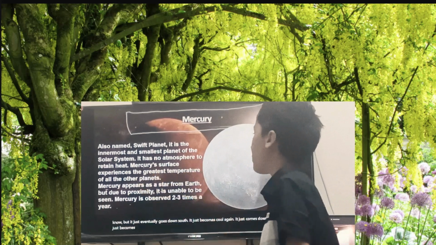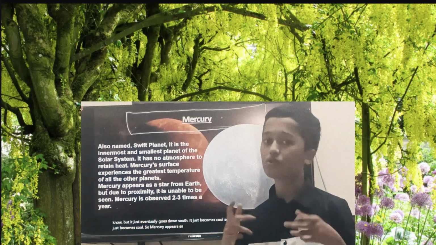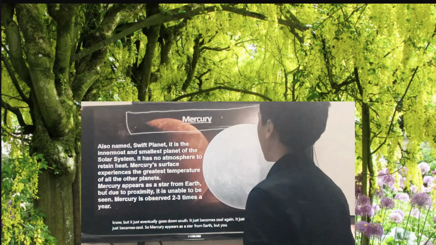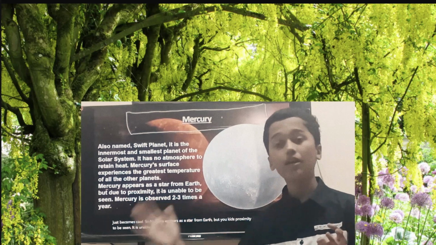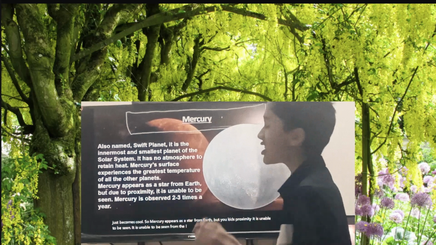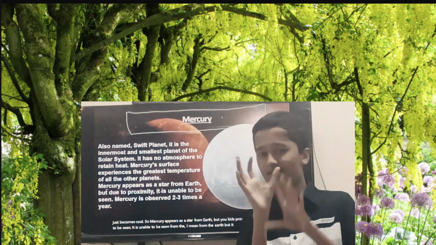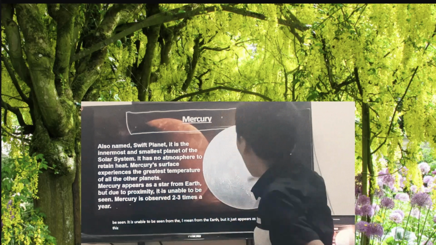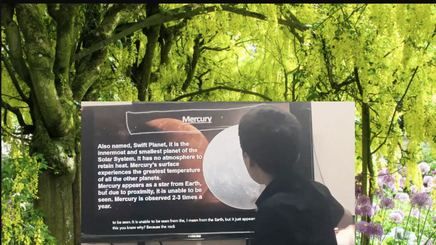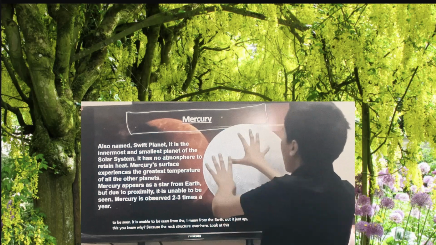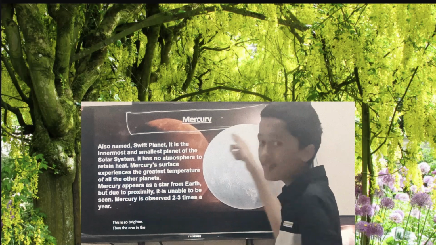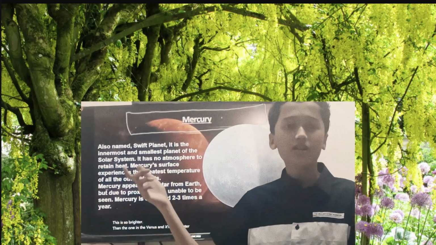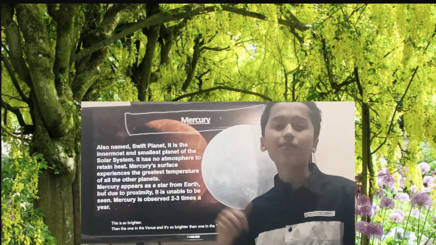So Mercury appears as a star from Earth, but due to its proximity, it is unable to be seen from the Earth. It just appears as a star. You know why? Because of the rock structure over here, look at this line. What do you see? This is so much brighter than the one in Venus, and so much brighter than one of the stars, than the one in the neutron star. So that's what I'm trying to say over here.